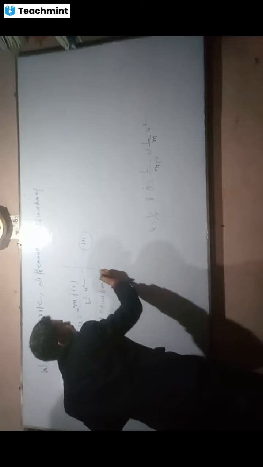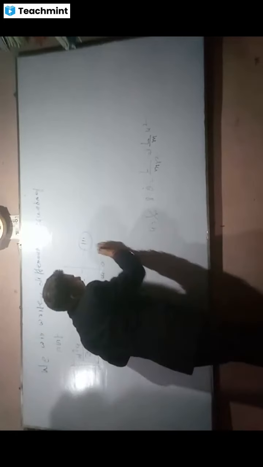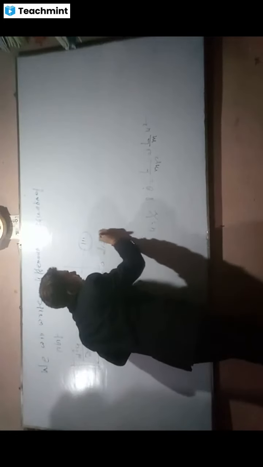Here equation third. Okay, and also from equation third there is the differential equation of the orbit. This equation is a differential equation of orbit.